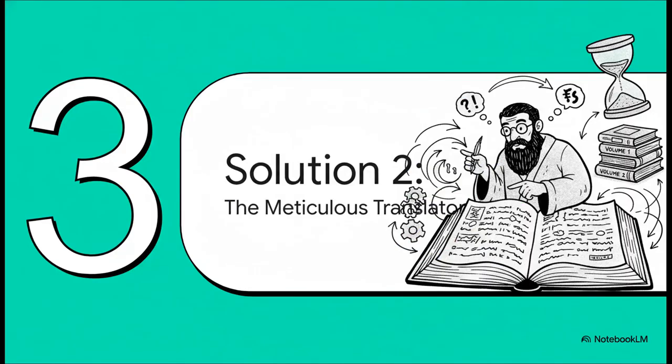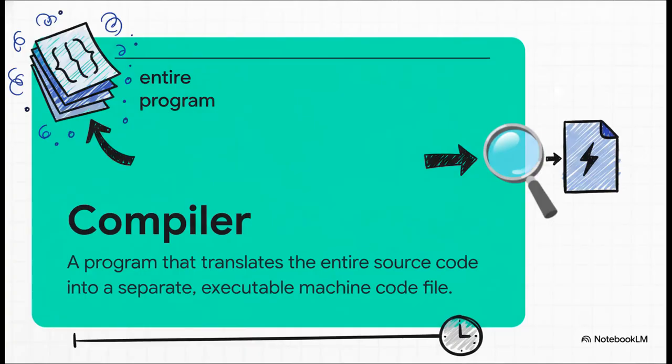All right, now for our second solution. If the interpreter is that live, on-the-spot translator, then the compiler is completely different. It's more like a meticulous scholar who translates an entire book from start to finish before you ever get to read a single page. The key difference here, the big takeaway, is timing. A compiler doesn't work line by line, not at all. It takes your entire program, all of it, and translates it all at once, creating a brand new standalone file, an executable, that the computer can run directly.